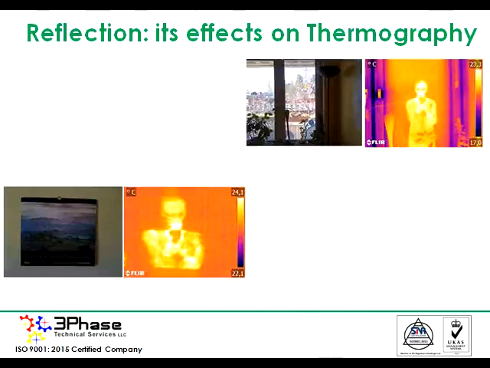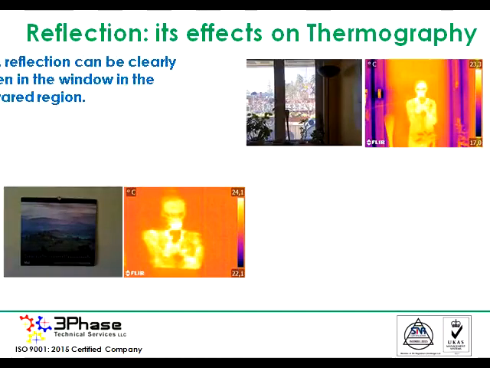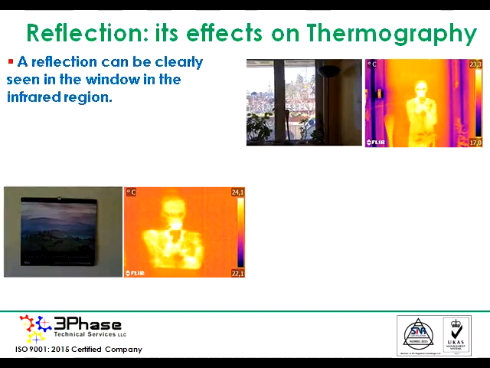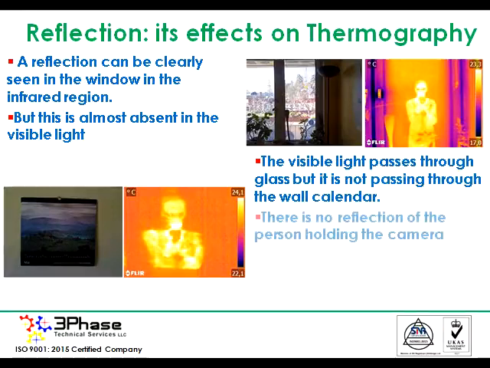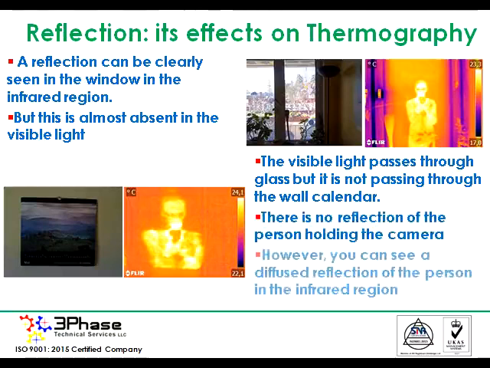There are a few more effects of reflection on thermography, such as a reflection that can be clearly seen in the window in the infrared region, but is almost absent in the visible light. The visible light passes through glass, but it is not passing through the wall calendar. There is no reflection of the person holding the camera. However, you can see a diffused reflection of the person in the infrared region.